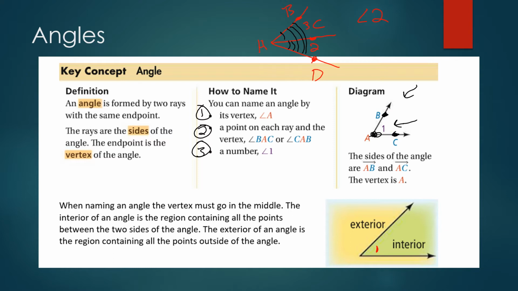Now, when talking about angles, we're going to have something called the interior and the exterior. So the interior is, as it sounds, anything on the inside of the angle. So it's the smaller portion here. And then the exterior is literally everything else. So you can be inside the angle, that's the interior, or you can be outside the angle, which would be the exterior.